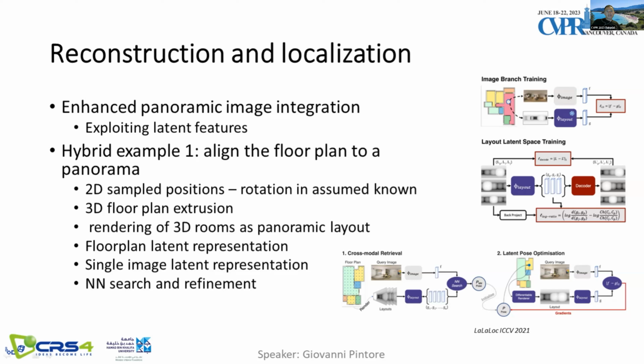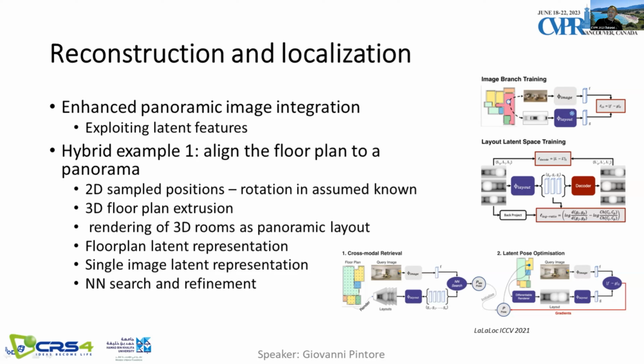In a similar way, the single image that we want to localize in this floor plan is encoded as a feature vector. This is encoded by a layout-to-layout network exploiting feature distillation.